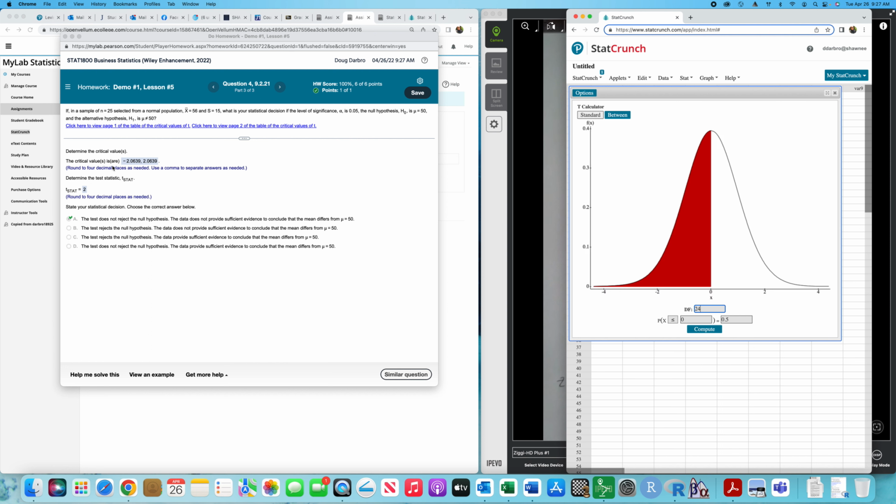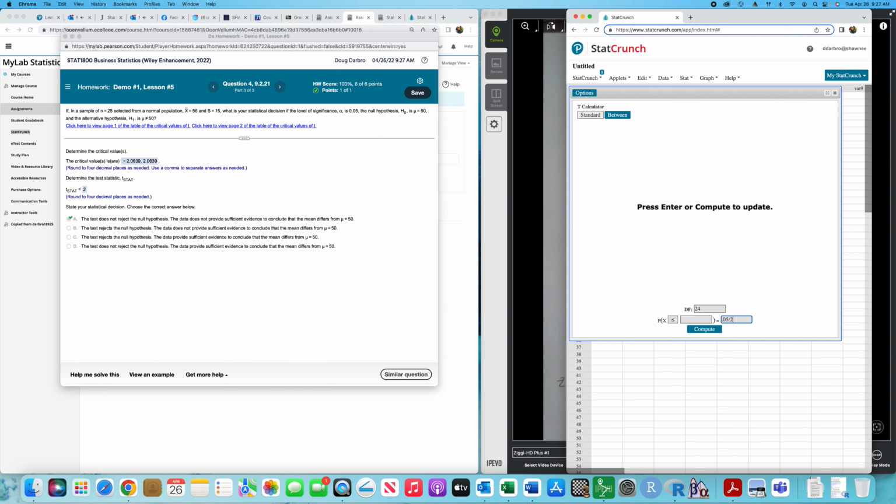Now the next thing I need are the critical values. So I'm going to work on this negative one first. My alpha value is 0.05. So in the left tail, I need half of my significance level. So I need 0.05 divided by 2. Now I can hit compute and it will find the critical value for me, negative 2.0639.